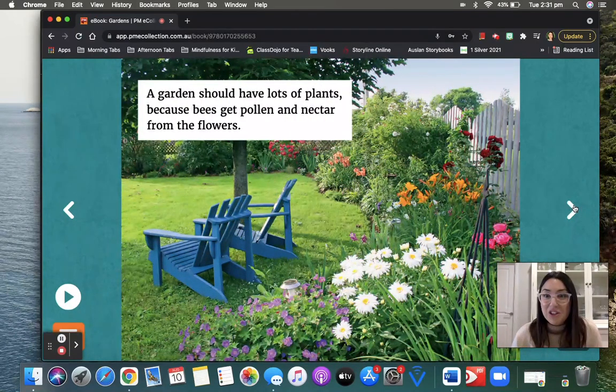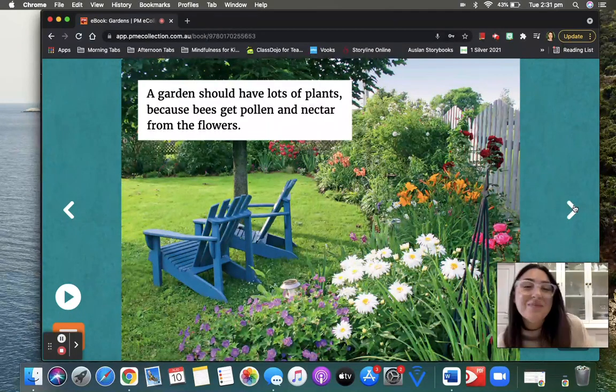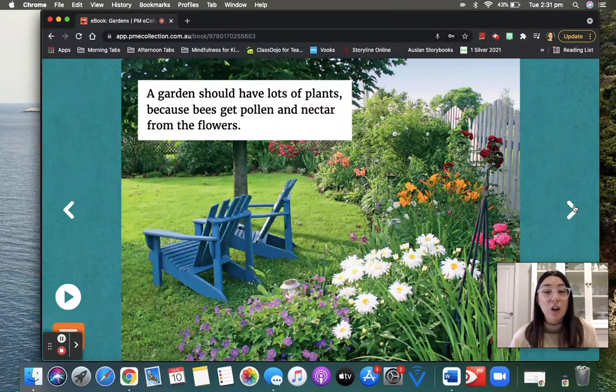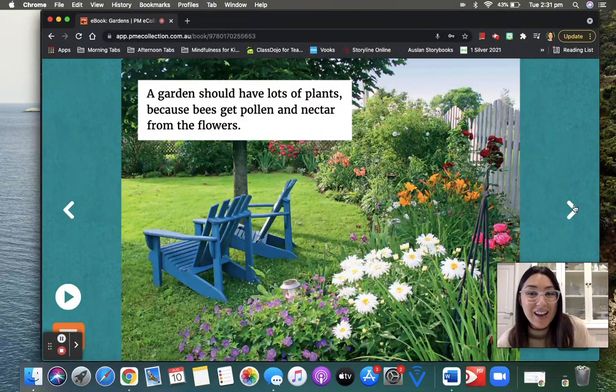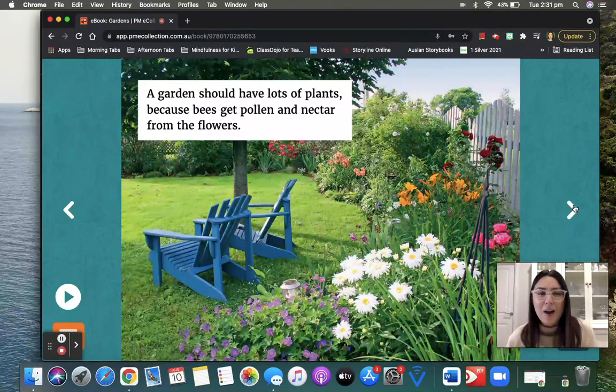Do you remember this picture? It's from the front cover. A garden should have lots of plants because bees get pollen and nectar from the flowers. Wow! I wonder if your garden has lots of plants. I've got plants, but maybe I don't have enough flowers for my little buzzing bees to get pollen and nectar.